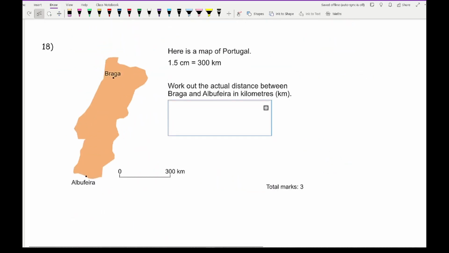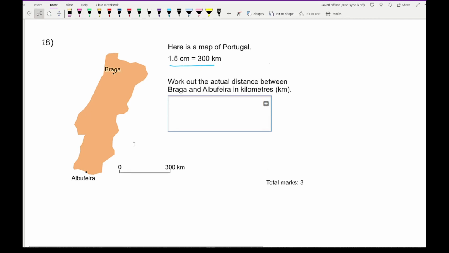Moving on to question 18. Now with question 18, it says here is a map of Portugal. 1.5 centimeters equals 300 kilometers. Work out the actual distance between Braga and Albufeira in kilometers. And we've got this. So 1.5 centimeters equals 300 kilometers.